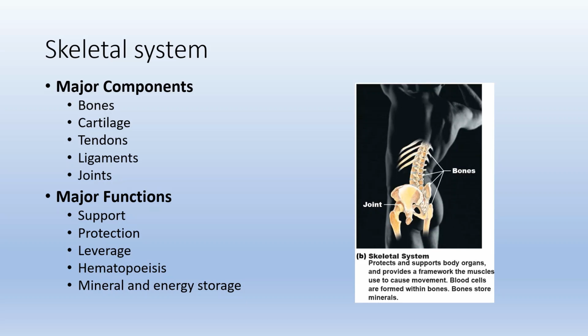The first one being support. If you think about soft tissue, such as organs like the urinary bladder or the brain, bones support those organs. Your skeleton also keeps you upright. The skeletal system provides protection. As previously mentioned, the brain is encased in the skull. The skull is a collection of bones in your head.